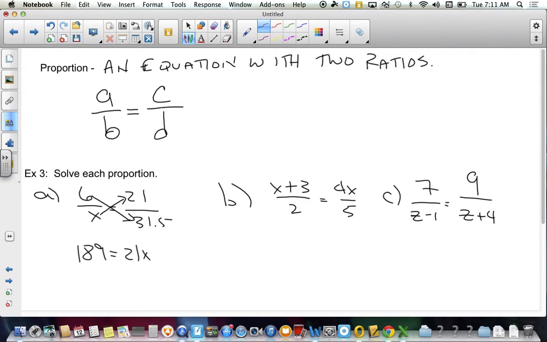All right, then we're going to finish solving. To do that, we're going to divide both sides by 21, and we get 9.